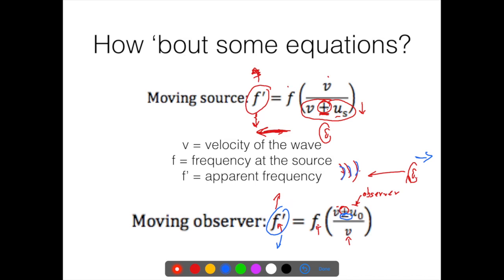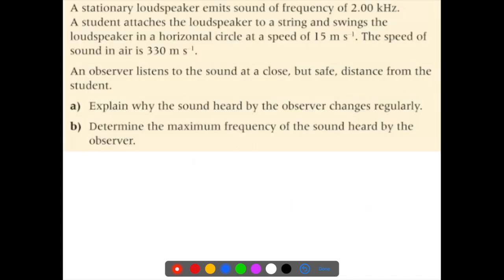Let's go ahead and look at an example. Here we go. We have a stationary loudspeaker emitting a sound frequency of 2 kilohertz. A student attaches the loudspeaker to a string and swings the loudspeaker in a horizontal circle at a speed of 15 meters per second. The speed of sound in air is 330 meters per second. An observer listens to the sound at a close but safe distance from the student.